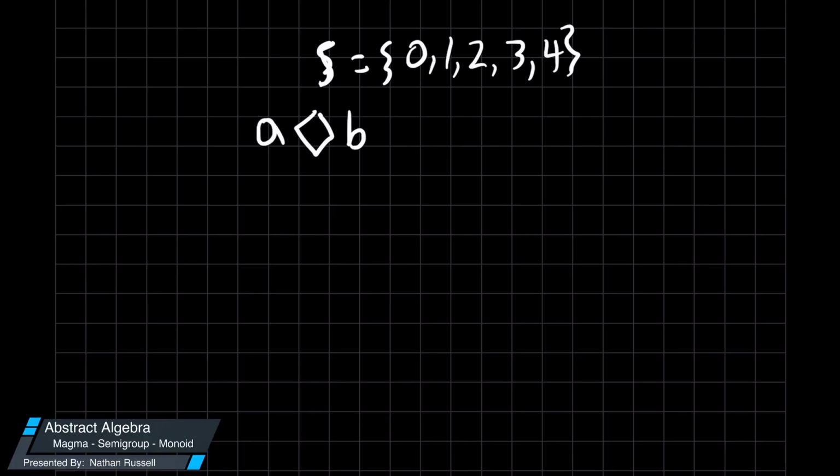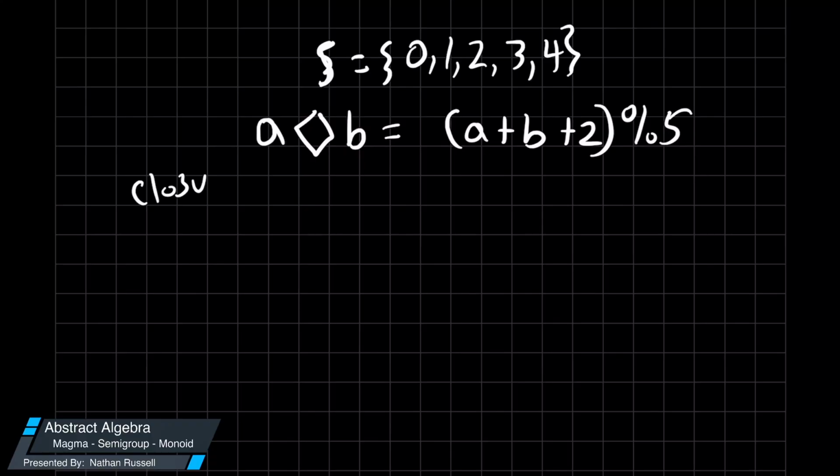A diamond B will be this. I know for a fact that anytime I take a mod 5 of an integer, I'm always going to get a value between 0 and 4. So the remainder always has to be 0, 1, 2, 3, 4. So I'm going to go ahead and claim that we do have closure here for sure.